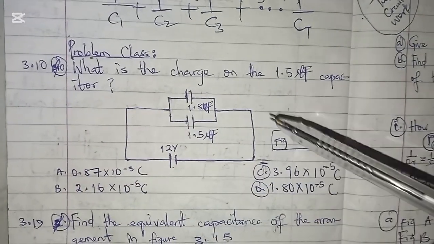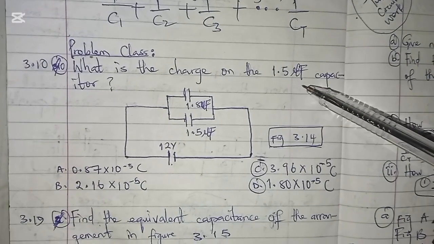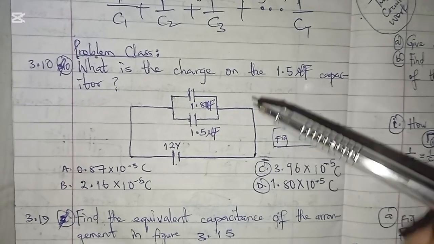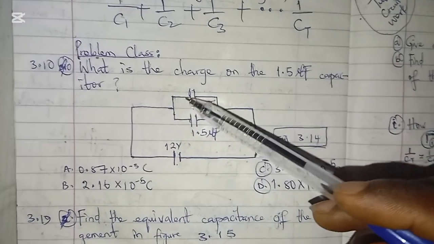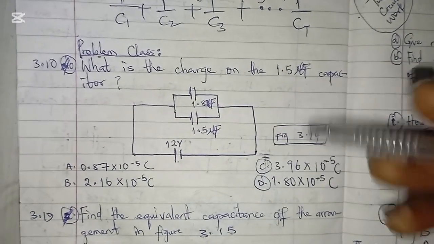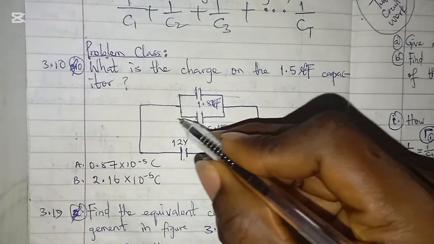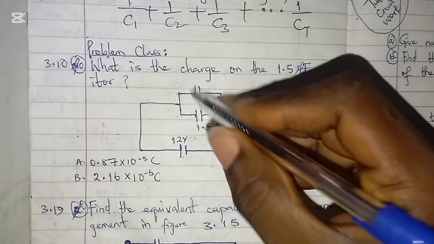What is the charge on the 1.5 microfarad capacitor? This one. So first of all, this capacitor is connected in parallel. Reason being that there is a parallel line here and there's a parallel line here. Then we have the capacitor here and capacitor here.